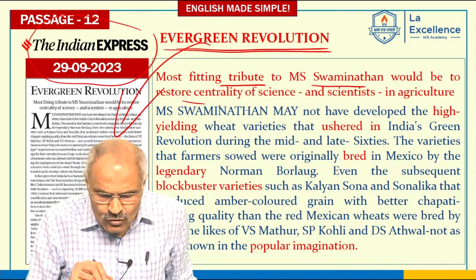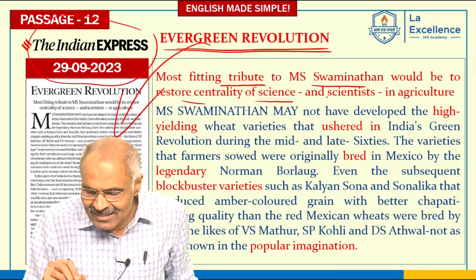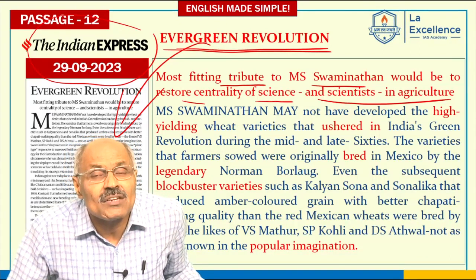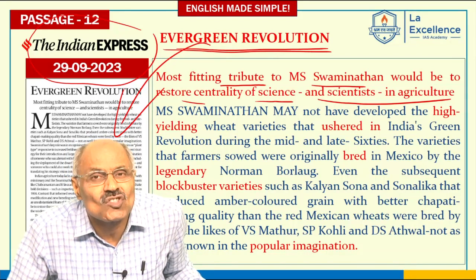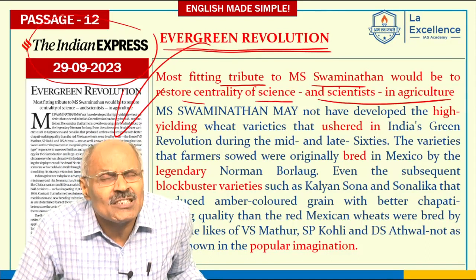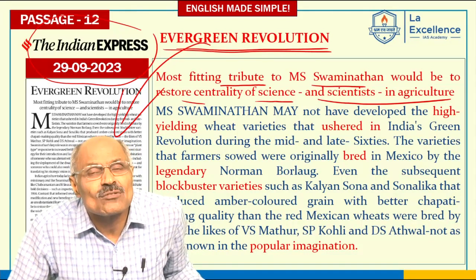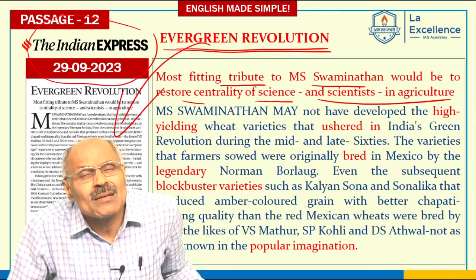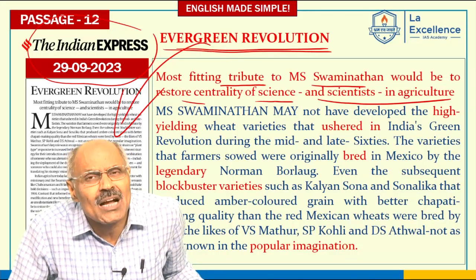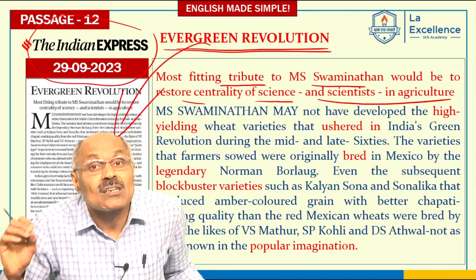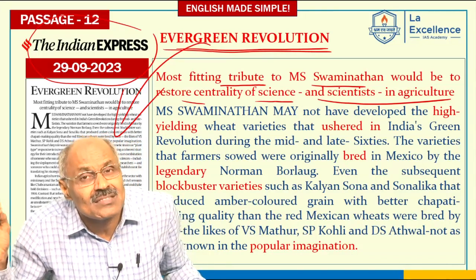Swaminathan would be to restore centrality of science and scientists in agriculture. Because some of the government decisions in recent times, the rationalists are talking about without much basis, especially zero budget natural farming and various properties of cow dung, cow urine. Though there may be some properties, but government should come out transparently when they are promoting something. That is what one section of the opinion says.